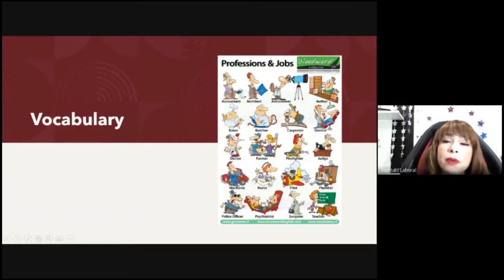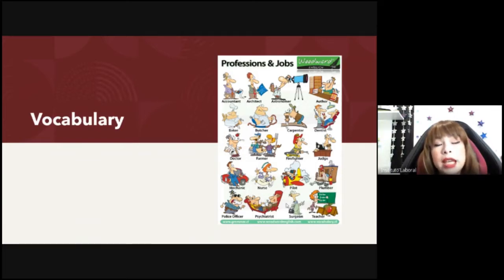So according to the profession or the job, people have different places where they work. For example, surgeons work in a hospital. A firefighter works in a fire station. The judge works in a court. Farmers work on a farm. Doctors work in a hospital. A mechanic works in a workshop. Nurses work in hospitals. So we have doctors, nurses, and surgeons. They three work in a hospital.